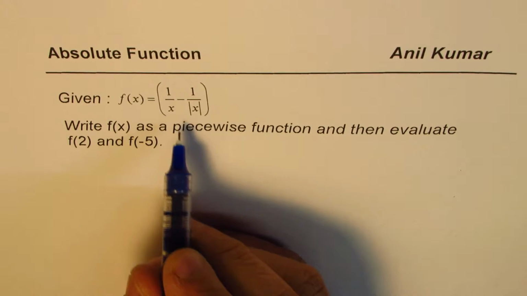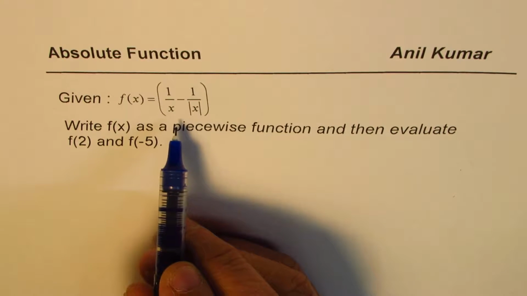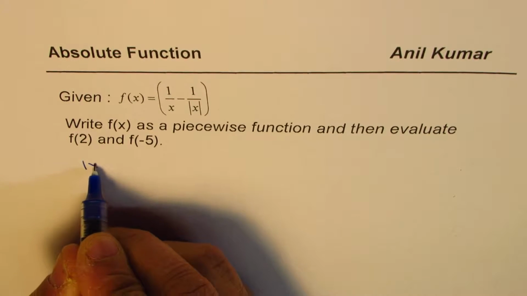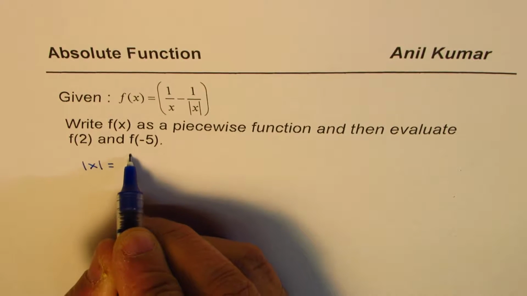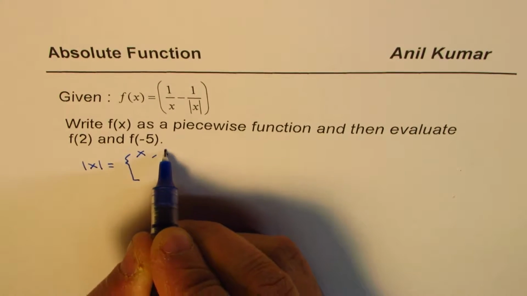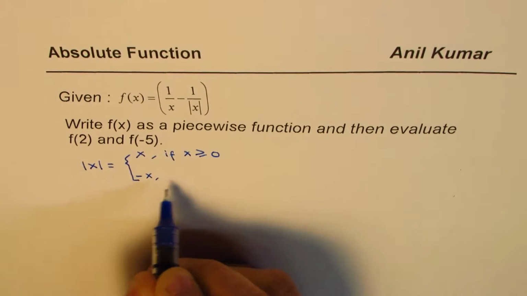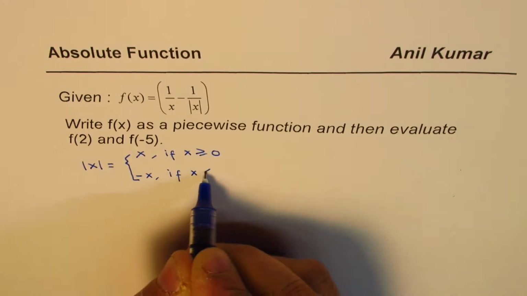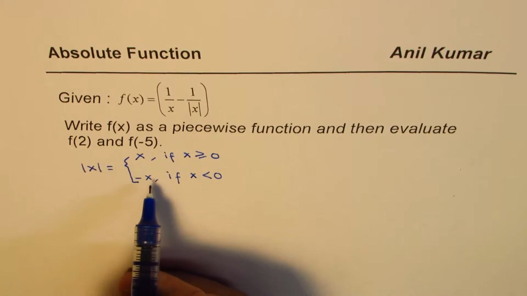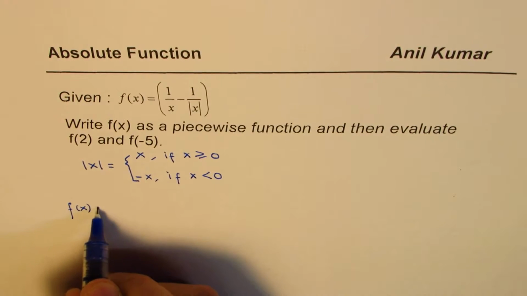So let's try to understand how to write this as a piecewise function. Whenever you have any algebraic expression with absolute value, the function can be written as a piecewise function. Absolute x is x if x is greater than or equal to 0, and it is minus x if x is less than 0. Since absolute x is a piecewise function, we can write the function itself as a piecewise function, right?